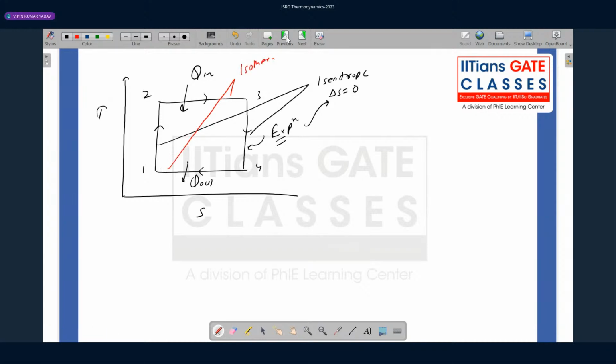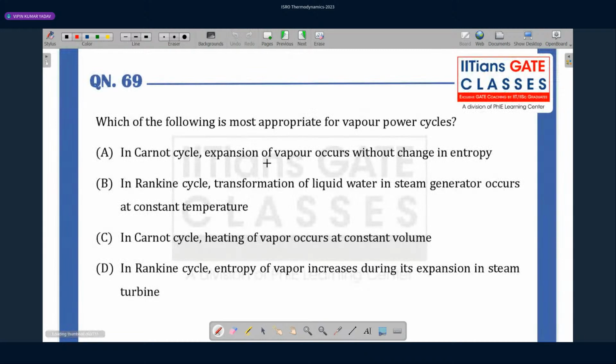The statement is correct. Expansion is happening without change in entropy, that means delta S is equal to zero. So this is correct. In Rankine cycle, transformation of liquid water in the steam generator occurs at constant temperature.